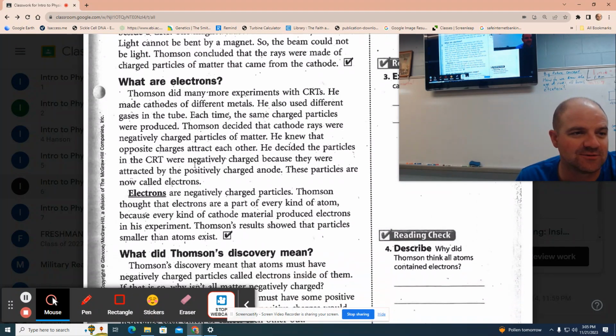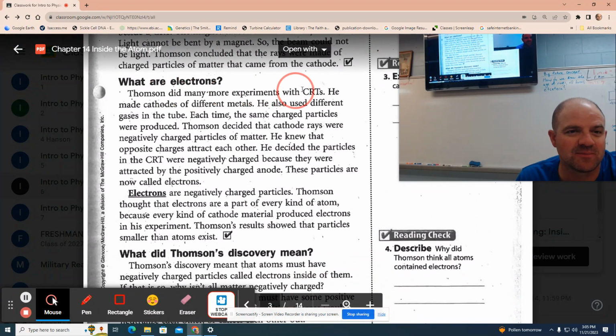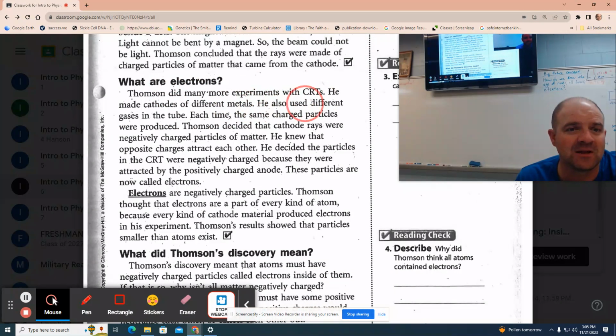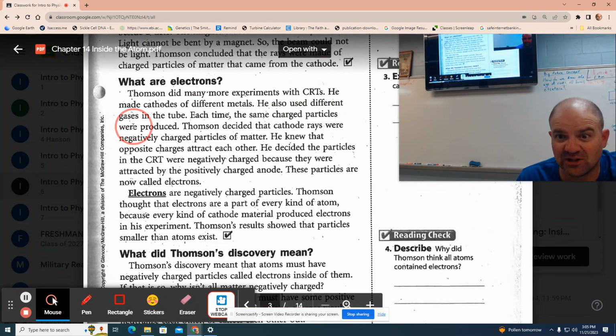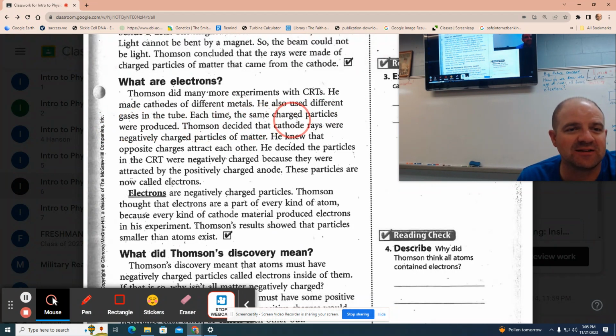What are electrons? Thomson did many more experiments with CRTs. He made cathodes of different types of metals. He also used different gases in the tube. Each time the same particles were produced, electrons. Thomson decided that cathode rays were negatively charged particles of matter, which electrons are. He knew that opposite charges attract each other. He decided the particles in the CRT were negatively charged because they were attracted by the positively charged anode.